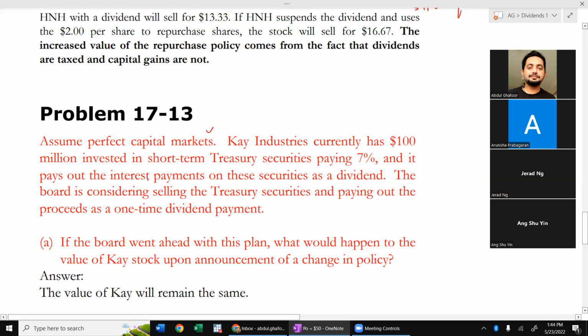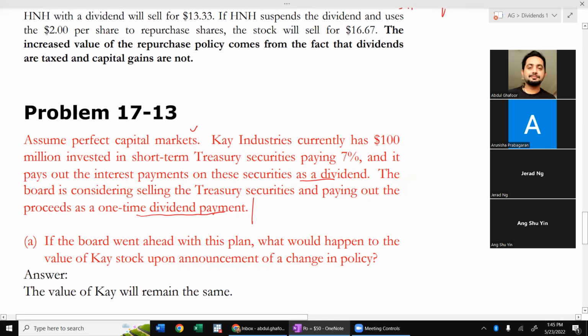Okay, and it pays out the interest payment on these securities as dividends. The board is considering selling the treasury securities and paying out the proceeds as a one-time dividend payment. Okay, meaning cash dividend. So what is happening is that the question is telling you that you had invested 100 million somewhere and you were getting 7%.